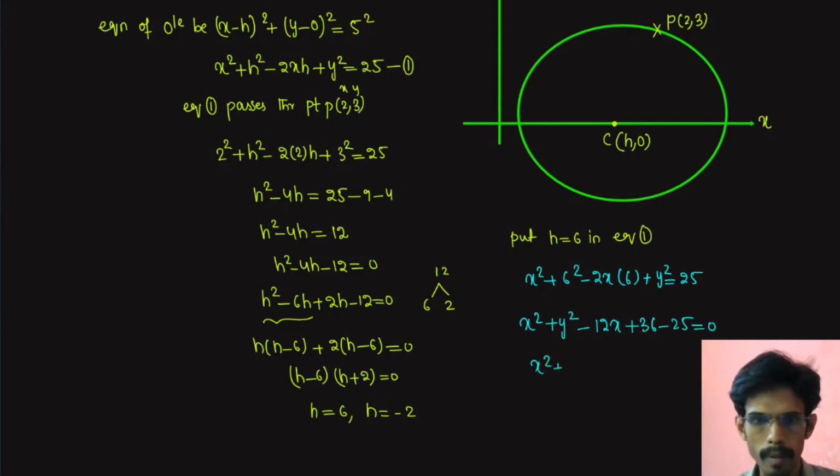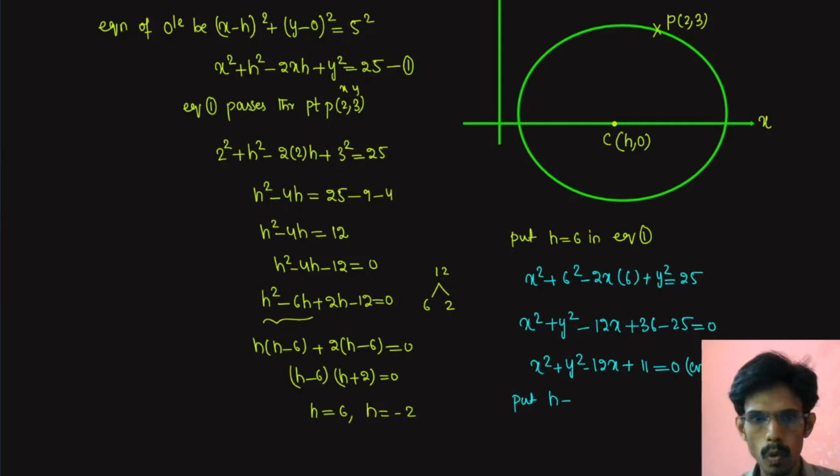So this will be x square plus y square minus 12x plus 11 equal to 0 will be the answer. Again, this will be one equation of the circle.